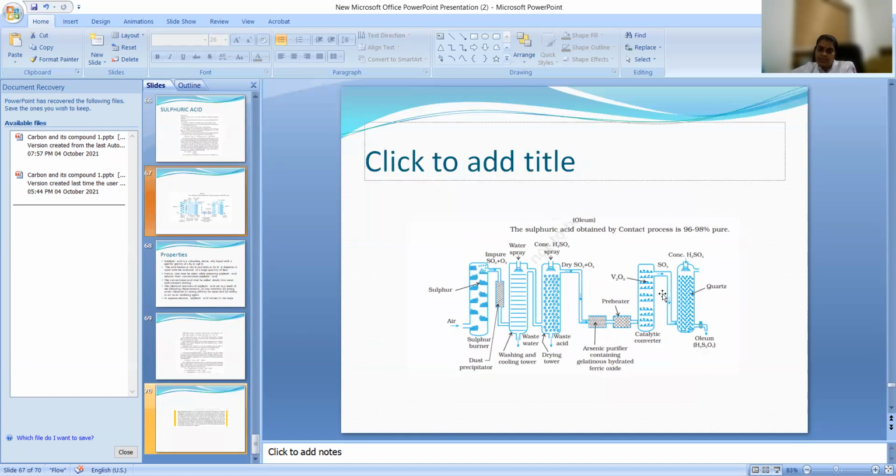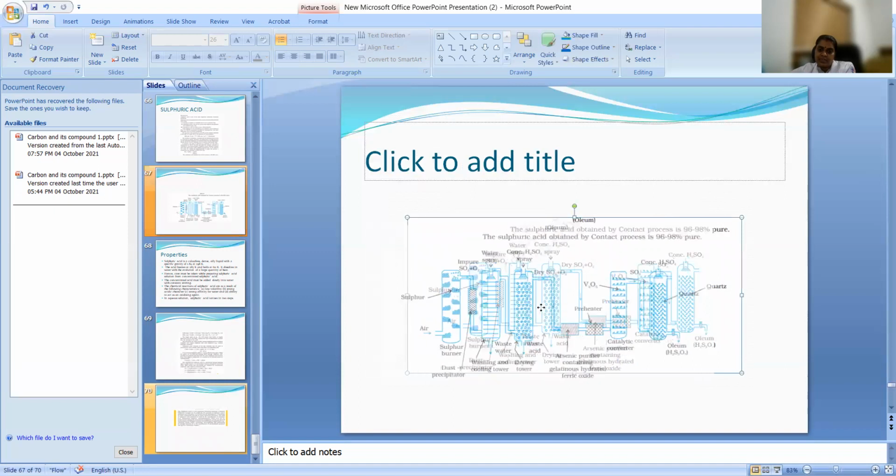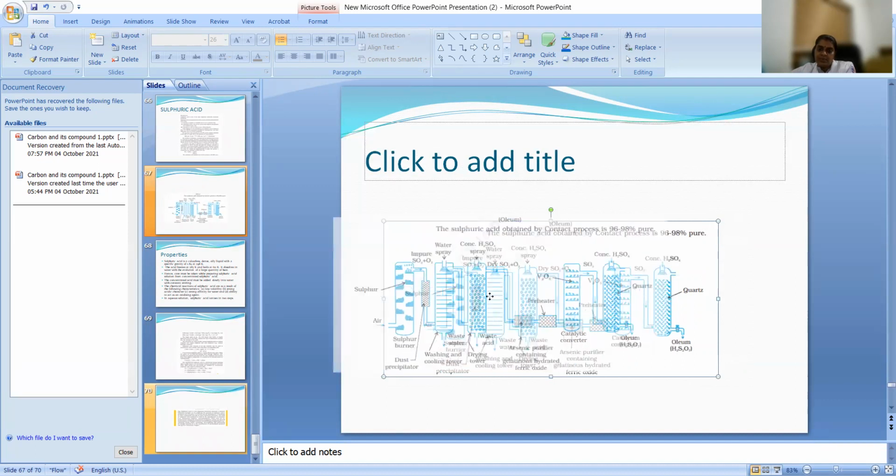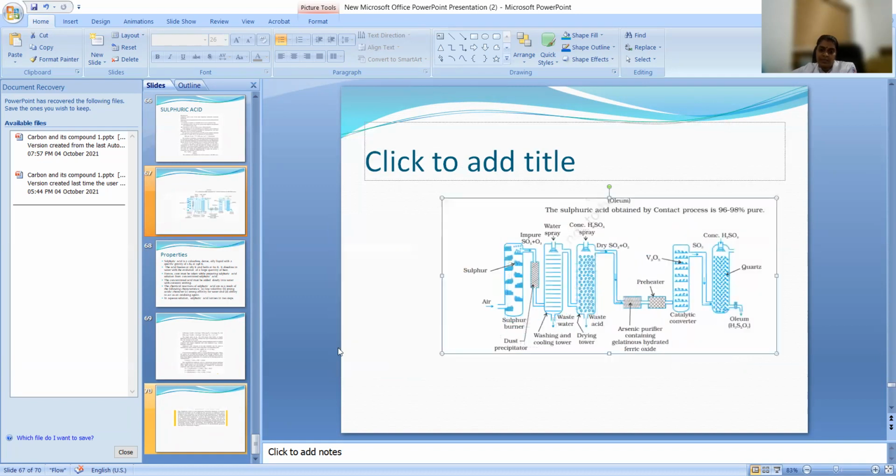This is the schematic diagram. Air and sulfur will react and produce sulfur dioxide. Here a dust precipitator is there to remove the dust. A water spray is there. The sulfur trioxide produced will be absorbed in concentrated H2SO4 here, and it will produce oleum.